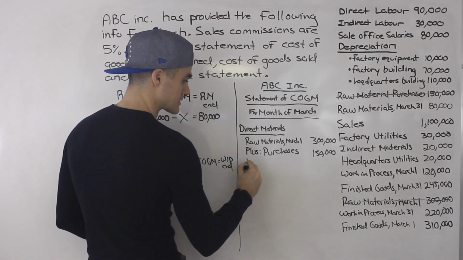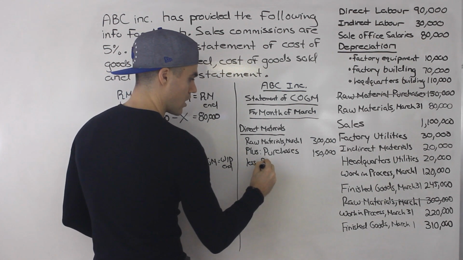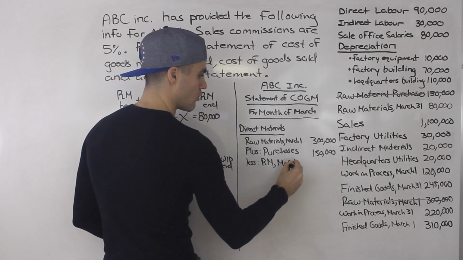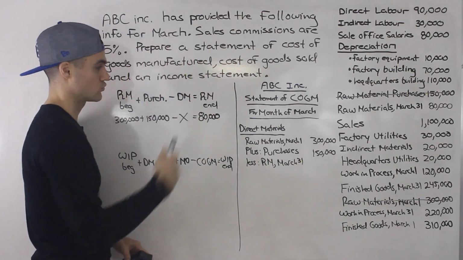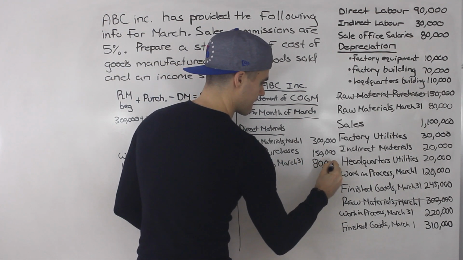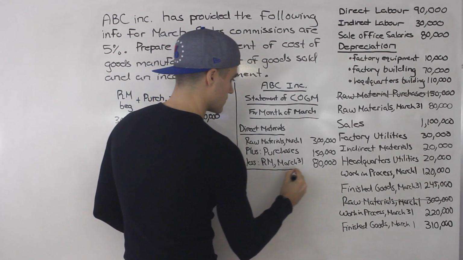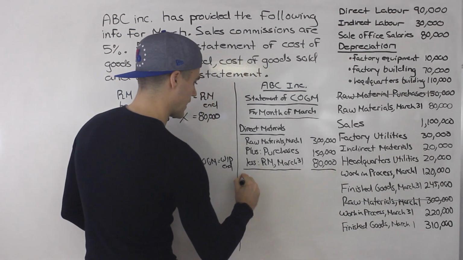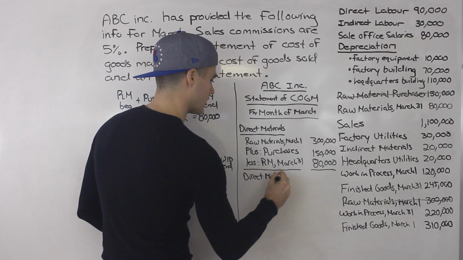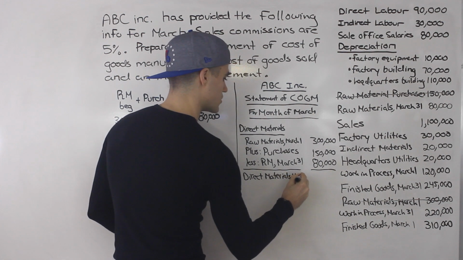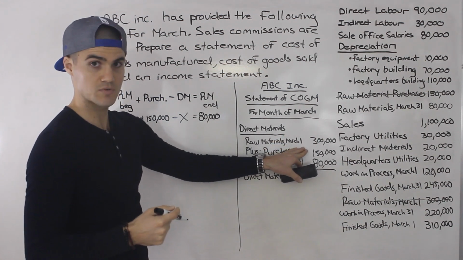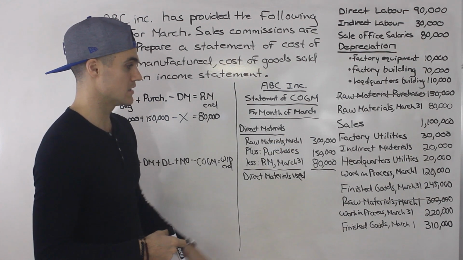So it would be less raw materials, I'm going to write in short form, for March 31st, right? The ending raw materials, and that's the 80,000 there. And so when you net all of this out, we would end up getting our direct materials. And sometimes on the statement it's called direct materials used. Right? So when you do all of that, 300 plus 150, that gives us 450,000.